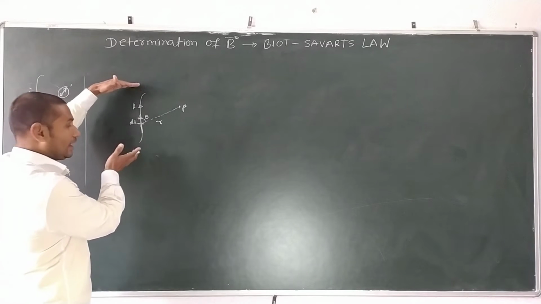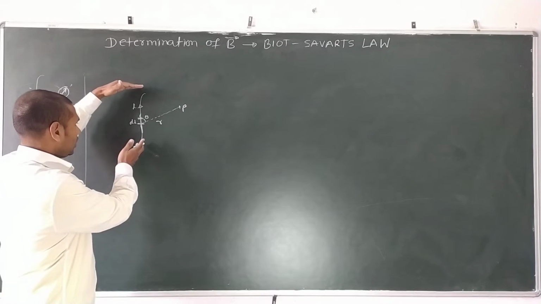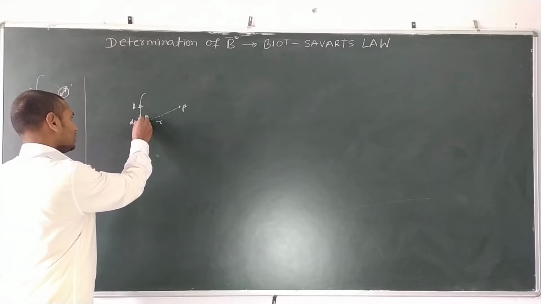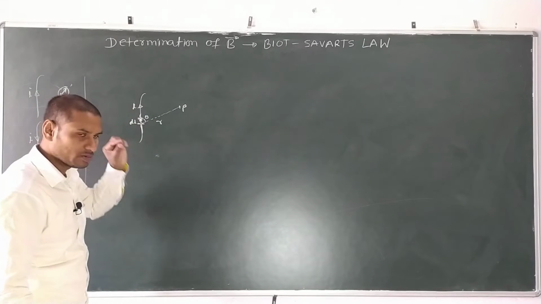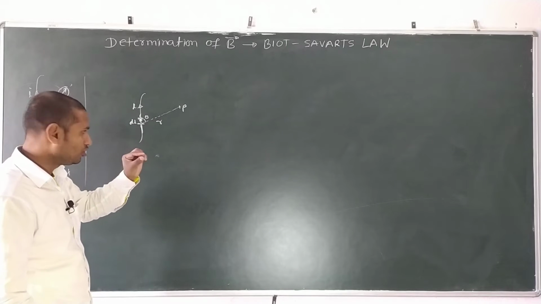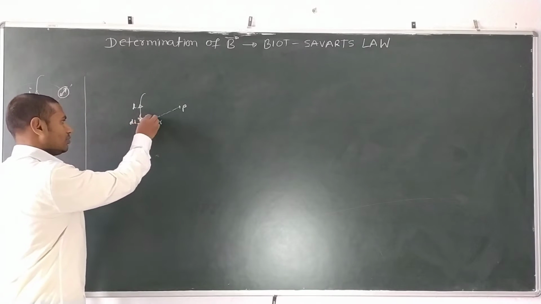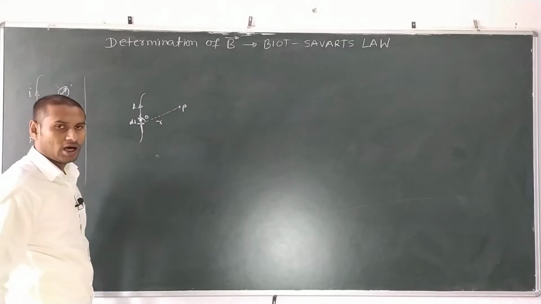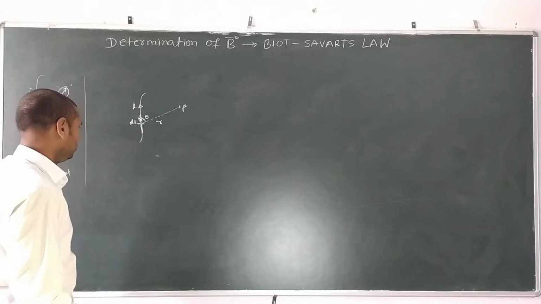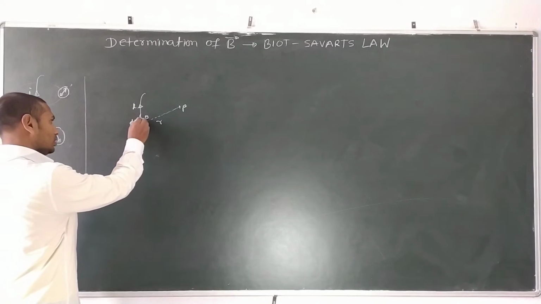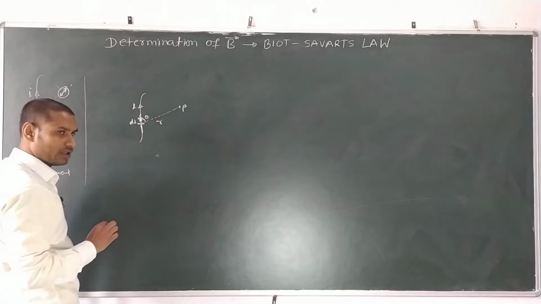Suppose a wire having a length L, and we cut an element along the direction of electric current. This element is a small length of the wire, and it makes an angle theta with the distance r, where we have to find the magnetic field at a point P. Then according to Biot Savart law, due to this element there is a magnetic field at the point P.